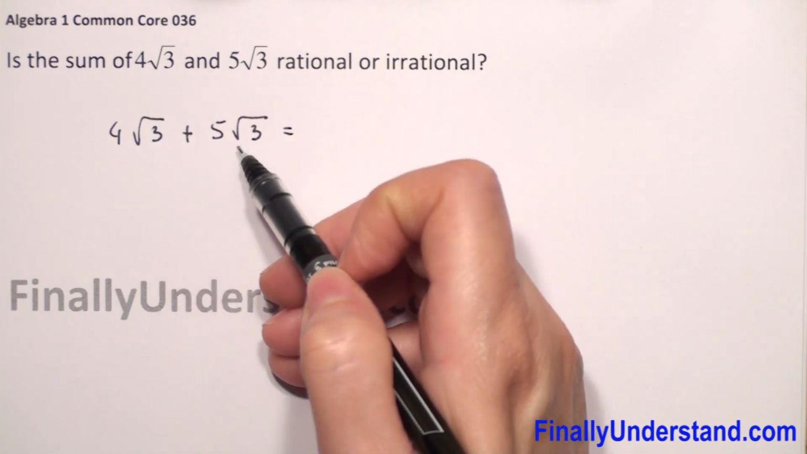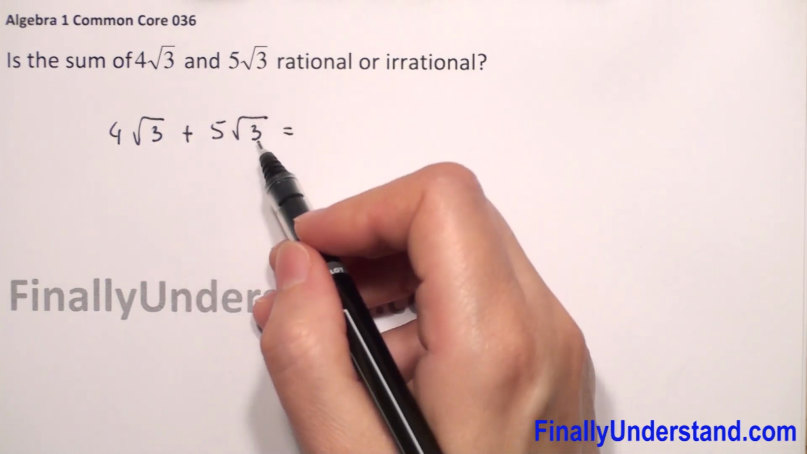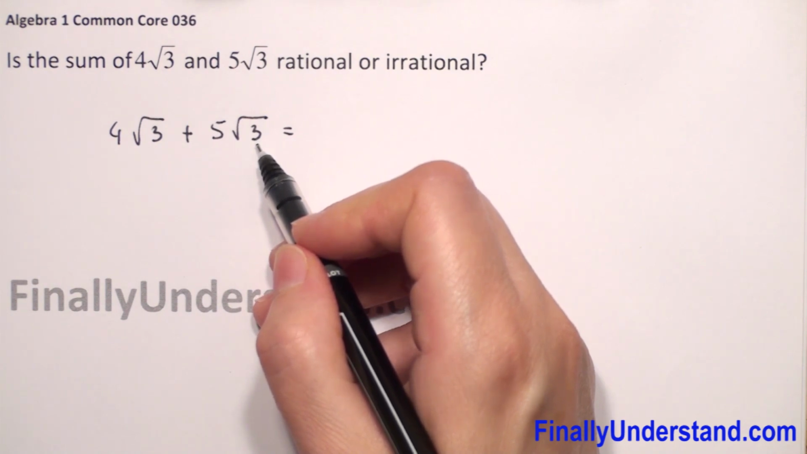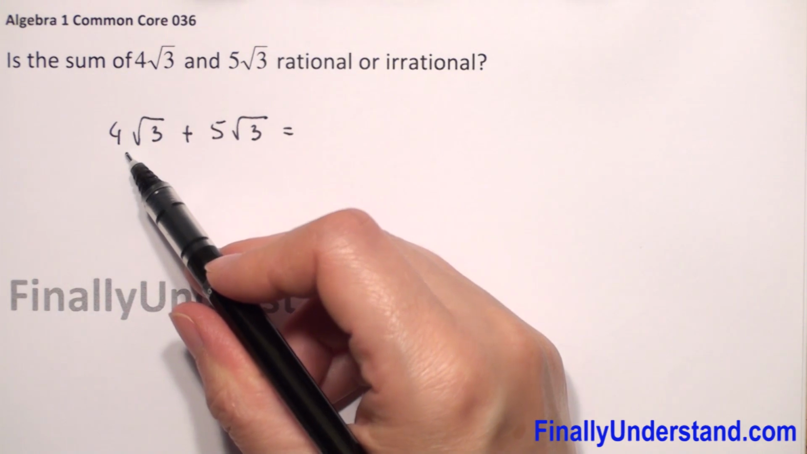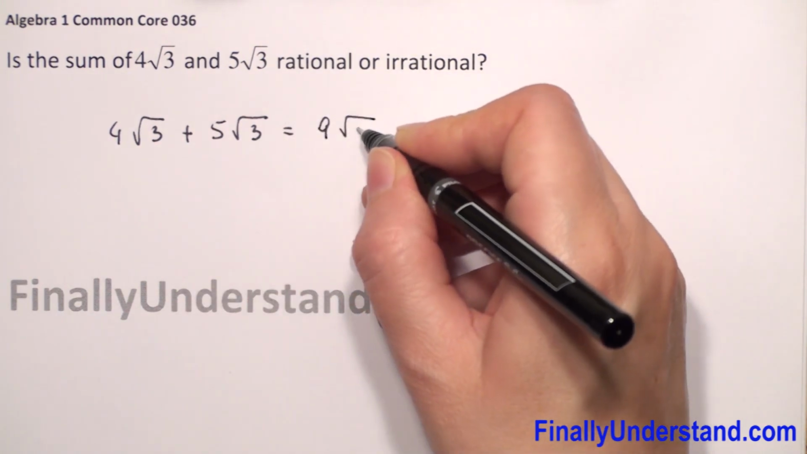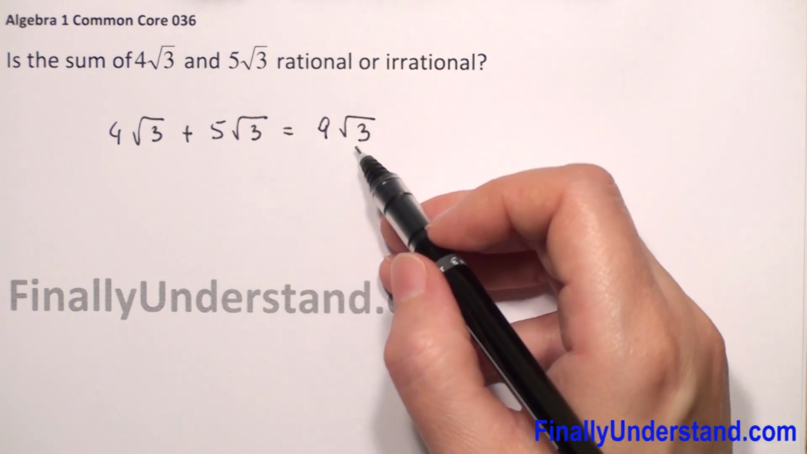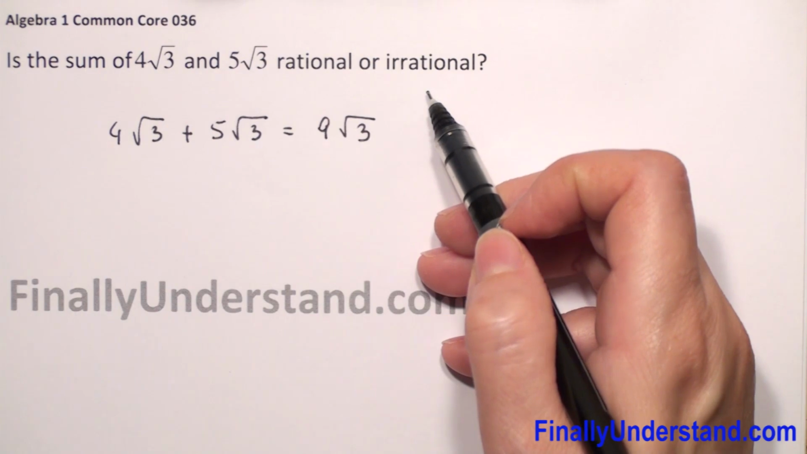Because we have square root of 3 and square root of 3, we can add these two numbers. We have 4 square roots plus 5 square roots, so this is 9 square roots of 3. And now we have to decide if it is a rational or irrational number.